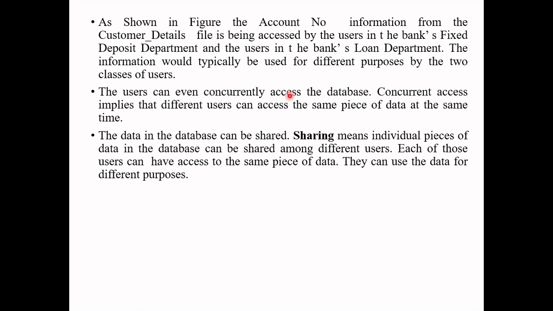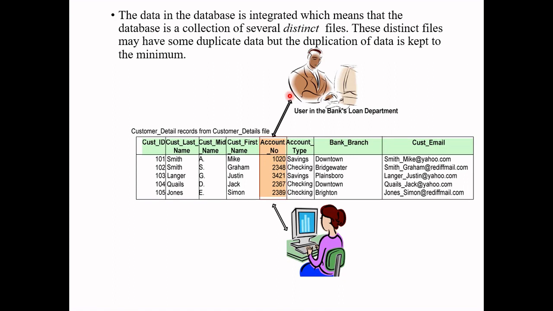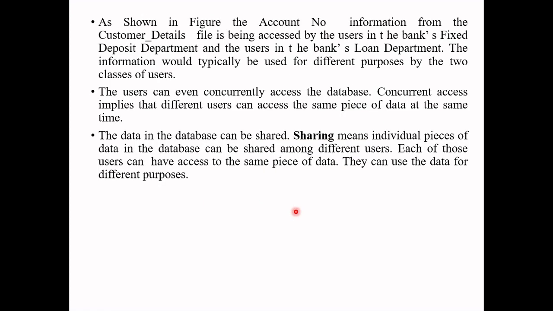Now, as shown in the figure, the account number information from the customer detail file is being accessed by the user in the bank's fixed deposit department and the user in the bank's loan department. The information would typically be used for a different purpose by the two classes of user. As I have explained here, these two persons are from different departments and they are using the same data from customer detail. Okay. The users can even concurrently access the database.